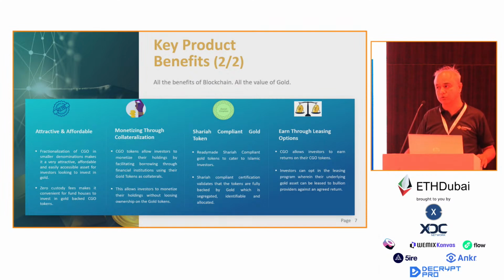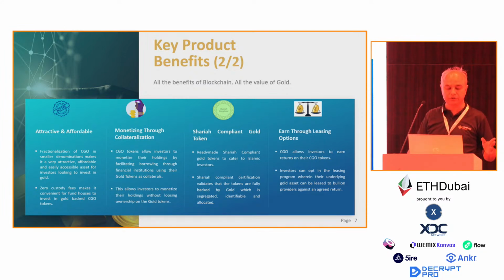Whereas when you go to buy physical gold, you pay around 100 to 150 dirhams of making charges. Here there are no making charges, and this can be bought and sold immediately, instantly.